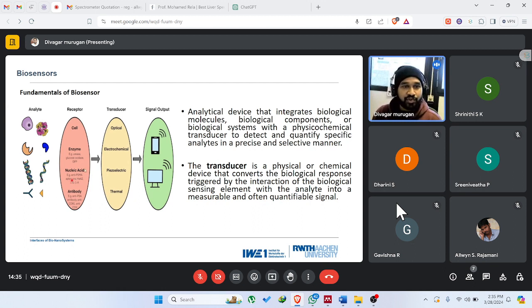Especially the most important part is the transducer. The transducer can use different techniques, which can be a simple optical technique, or it can be a more sophisticated piezoelectric technique. It depends upon the application of your interest and the sensitivity that you will be needing for your biosensing purpose.